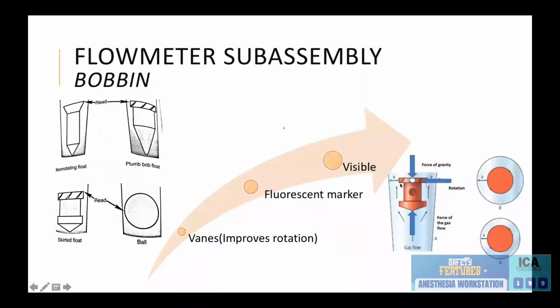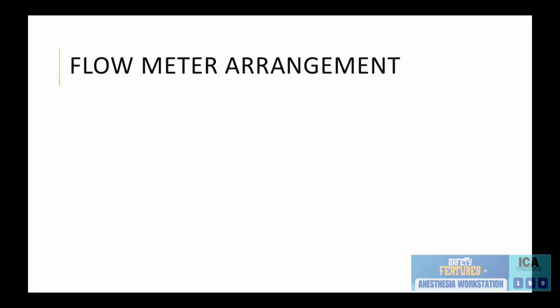Examiners love it. Coming back to the sweet little bobbin, you have vanes or flutes at the top of the skirted float. When the gas moves through it, it helps in rotating the bobbin, and you can see the rotation. Another feature which helps you in looking at the rotation is the fluorescent mark. There is a fluorescent dot here, which when it rotates, you can see that the bobbin is moving. If it is a ball type bobbin, it is colored in two parts. Half is blue, half is yellow, so that you can differentiate that the bobbin is floating. And of course, the stops make sure that the bobbin is visible at all points of time. So this was about the flow meter subassembly.